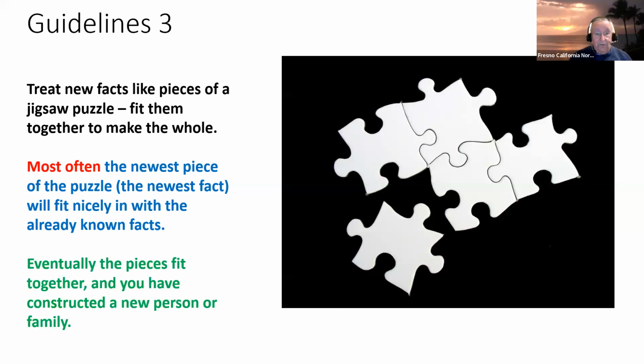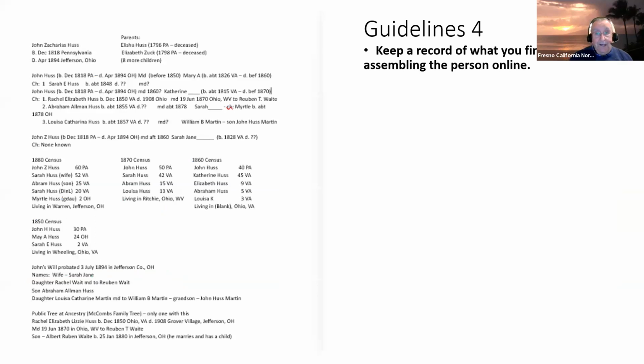And, eventually, if we do a good job, we will have created a person, pieced together a person. Okay, the fourth guideline is to keep a record. Now, remember what I said at the beginning was we're looking at creating probably a lesson for a patron before we meet with them. And we don't really want to do the work in tree.